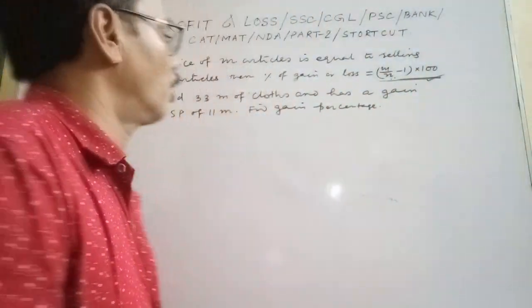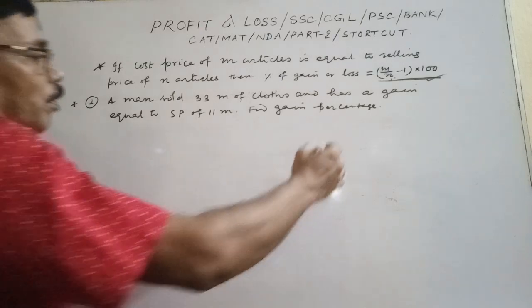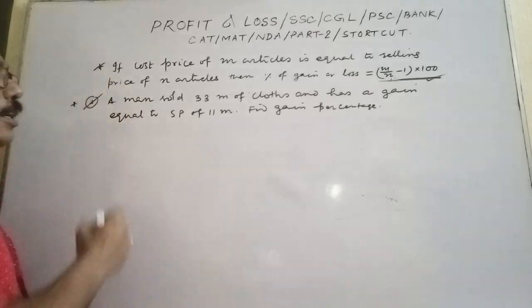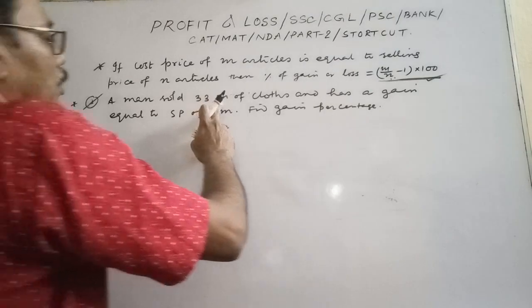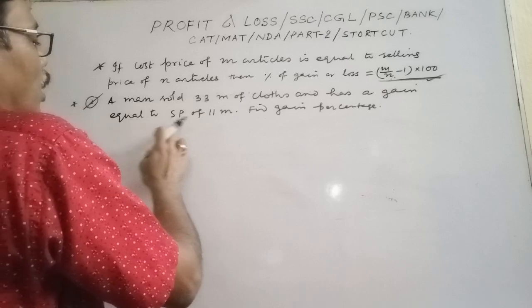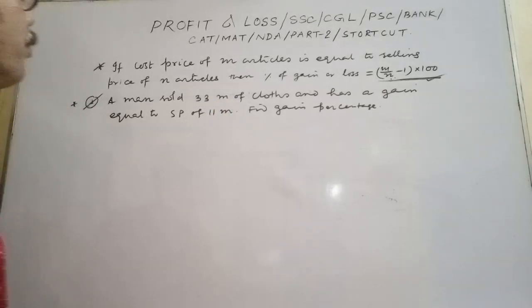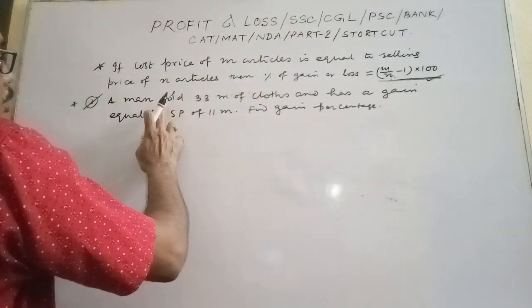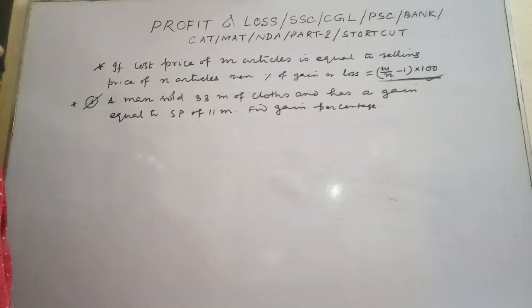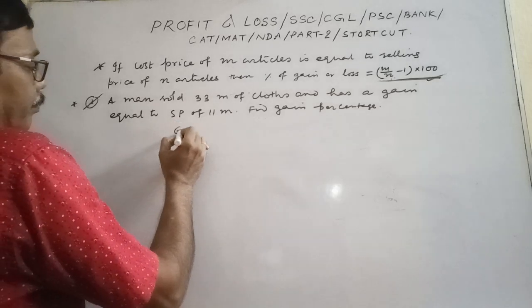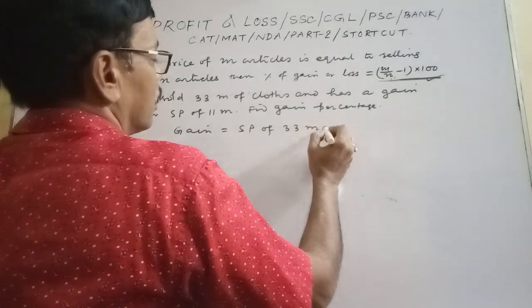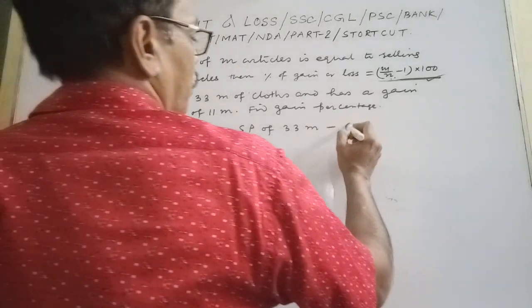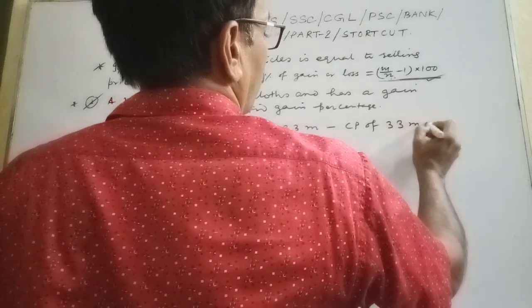Now we consider one problem, the most important problem, but it is given in a slightly different form. So look, a man sold 33 meters of cloth and has a gain equal to SP of 11 meters. So he has sold 33 meters of cloth and what is his profit? SP of 11 meters. So what is gain? Gain equals SP of 33 meters minus CP of 33 meters.